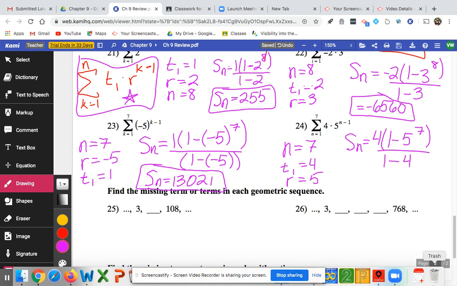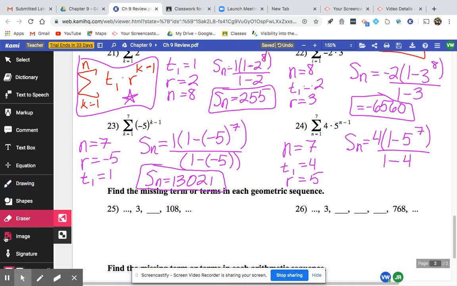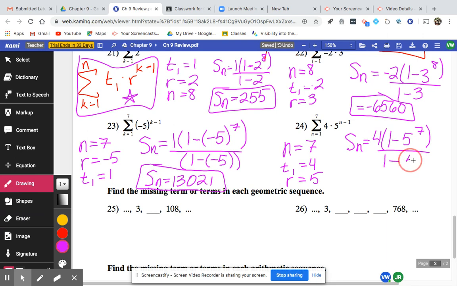My rate, not 5. Wait. T1 is 4. N is 7. R is 5. Term 1. Okay, yeah, I'm right. No. I may just be losing my mind. Don't worry about me. I'm fine. So, okay, now we're in good places.